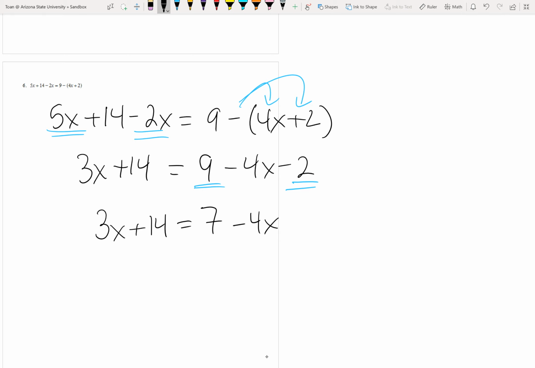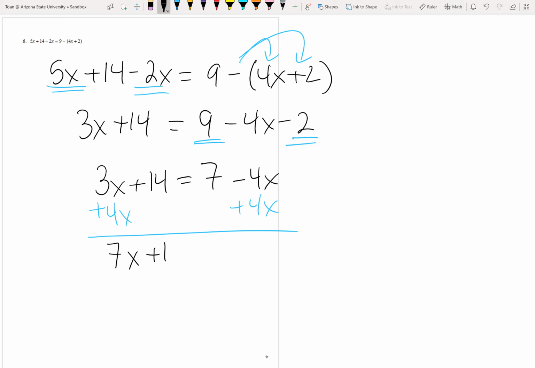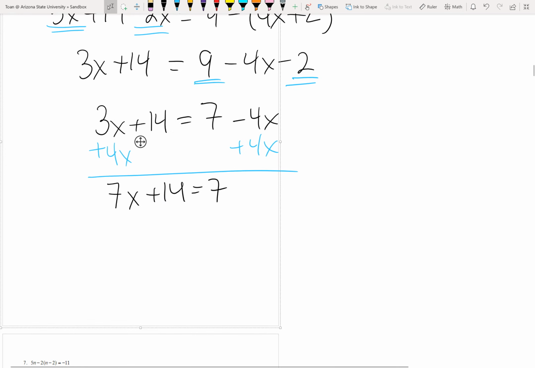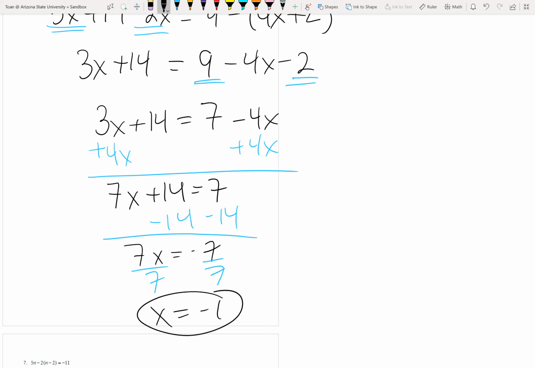Notice it's just like problem 5, where you have variables on both sides. So get all the variables on one side, get all the constants on the other. Since I like to keep the x's positive, I will add 4x to both sides. So that's 7x plus 14 equals 7. And then hopefully it becomes a little bit automatic from here on out. Subtract the 14. 7x equals negative 7. Divide the 7. You get x equals negative 1.